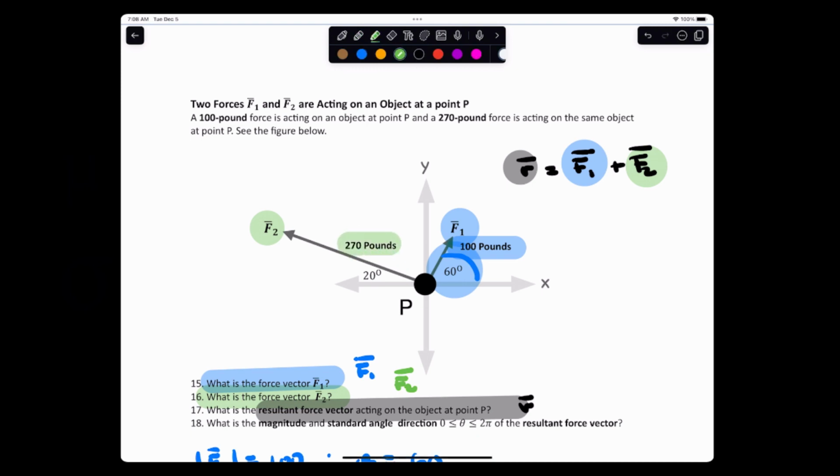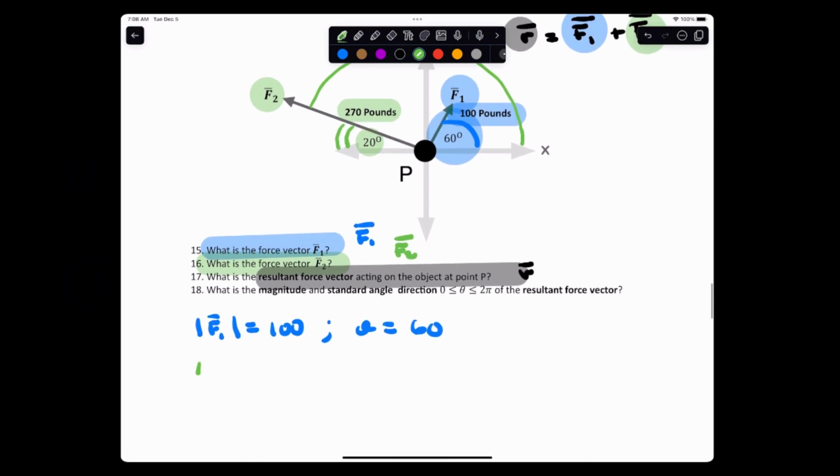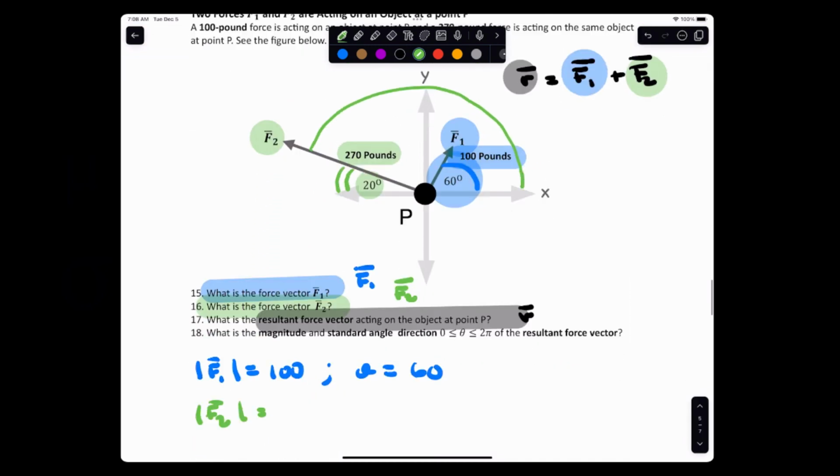Okay, however, this angle here they're communicating to us is what? It's 20 degrees. So the question is going to be, what's the standard angle? The standard angle is that positive angle there. Okay, so I'm going to put this double line there. So what do you guys think that's going to be? Because the magnitude of the second force we know is going to be 270.